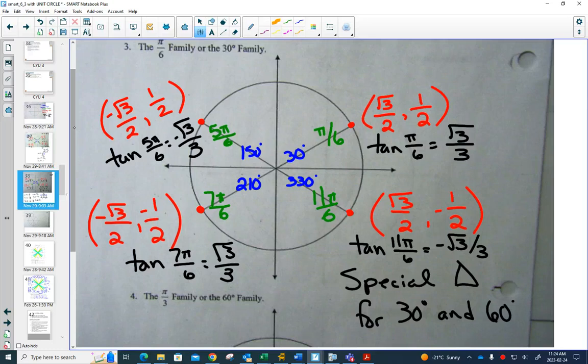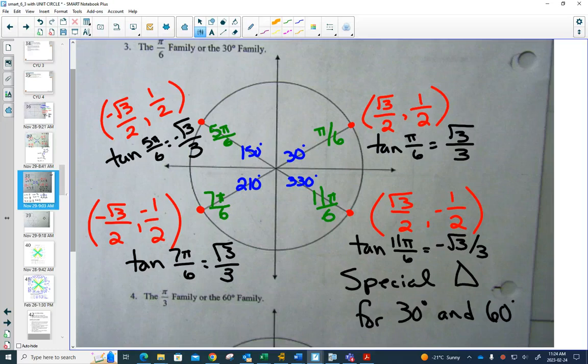But if I go to degrees, and I said, what is cos of 570 degrees? It's a little bit harder to tell if that's part of the 30-degree family. But 360 plus 210 gives me 570 degrees. So cos of 570 degrees will be negative root 3 over 2.